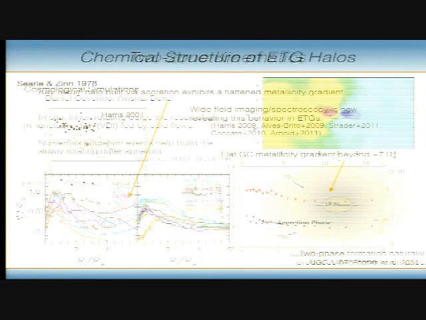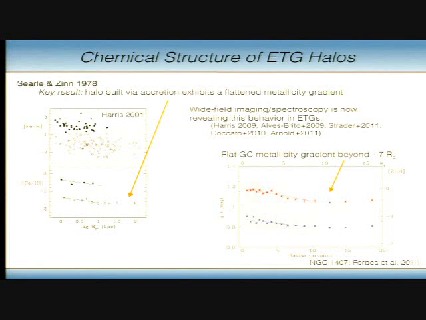I won't talk a lot about this, but since I did name my talk Chemo-dynamics, I'll talk a little bit about the chemical structure. There's this classic idea from Searle and Zinn, where they surmised that the outer halo of the Milky Way was built up in basically a two-phase assembly process, because when you went to far enough radius, in this metallicity versus radius plot, you see a very flat metallicity gradient. Essentially, metallicity becomes uncorrelated with distance from the center of the galaxy.